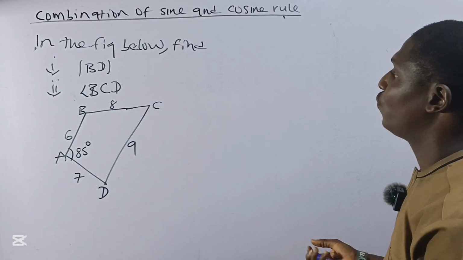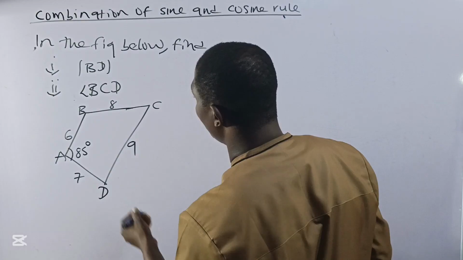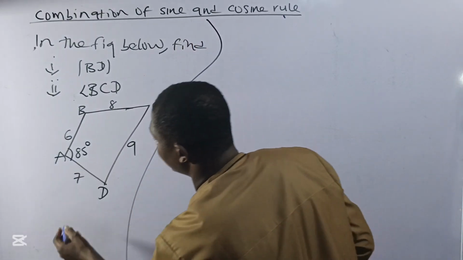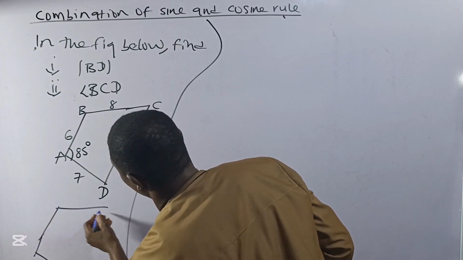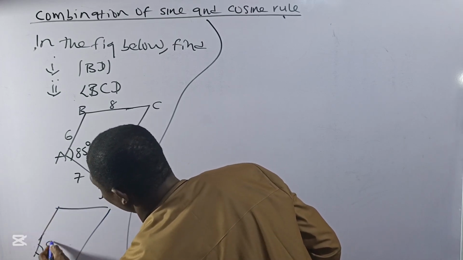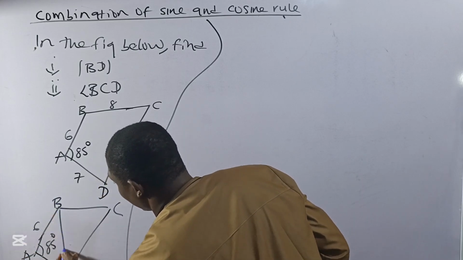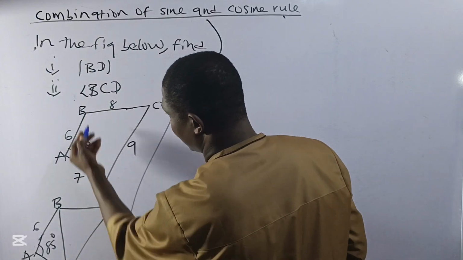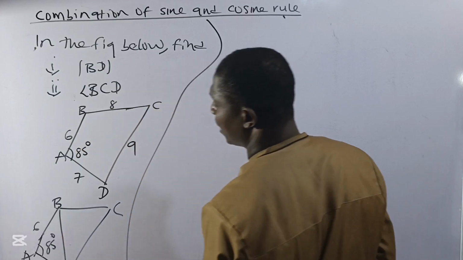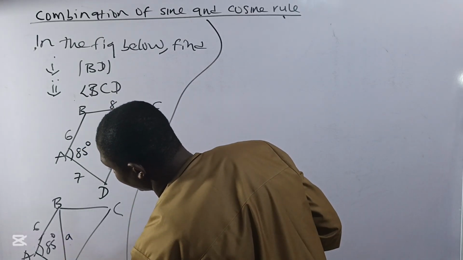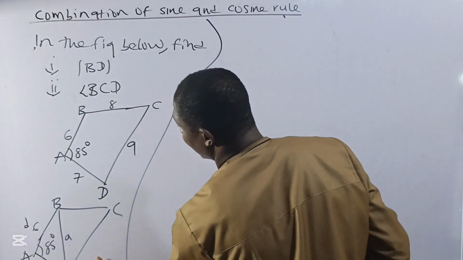They said in the figure below, we should find the value of BD and angle BCD. So having the diagram, we can simply see that this is 85 degrees. This is 6. A, B, C, and D. I can put a straight line here, which is my distance BD asked. And I have 6 and I have 7. This can be small letter a, this can be small letter d, and small letter b.